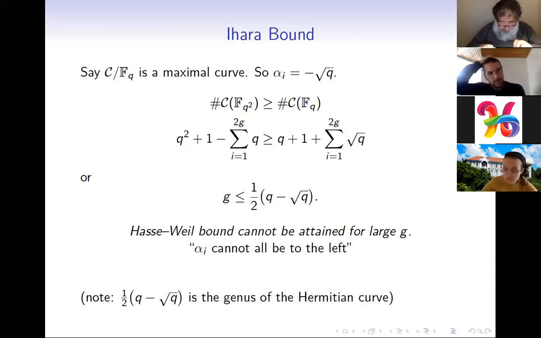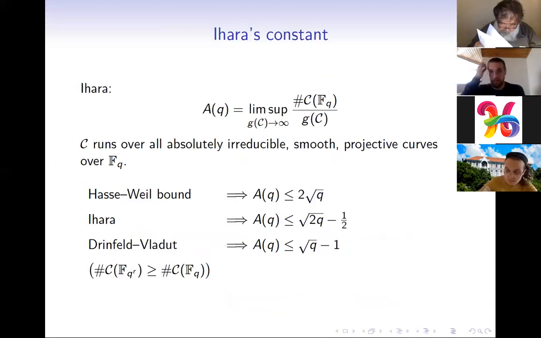Okay, so the upshot is that for large genus curves, the Hasse-Weil bound cannot be improved anymore. So you're interested in what happens for curves of large genus. And for that, Ihara introduced the following quantity, which is now known as Ihara's constant.